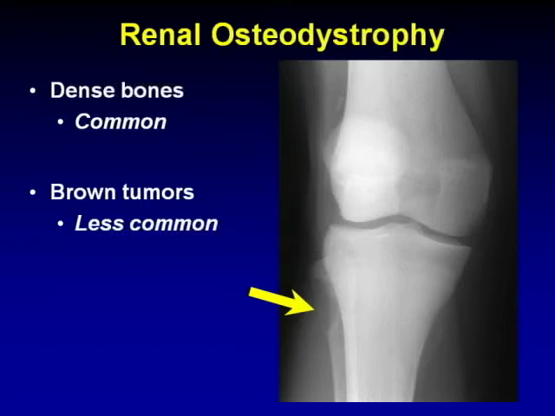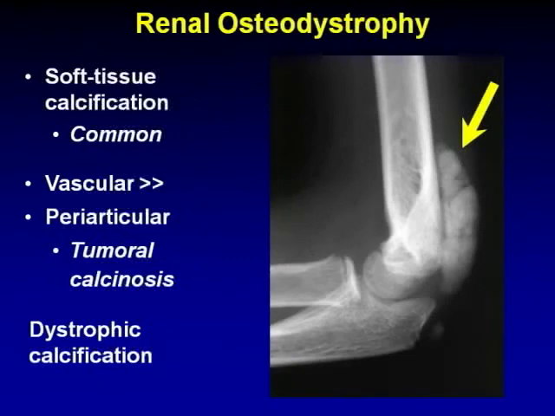We should be looking for focal areas of osteolysis, brown tumors, which also may occur. Sometimes we'll also see soft tissue calcifications. It turns out that vascular calcifications are actually pretty common, and occasionally there will be rather distinctive periarticular areas of calcification, sometimes referred to as tumoral calcinosis, although the purists would say that this is better described as dystrophic calcification.